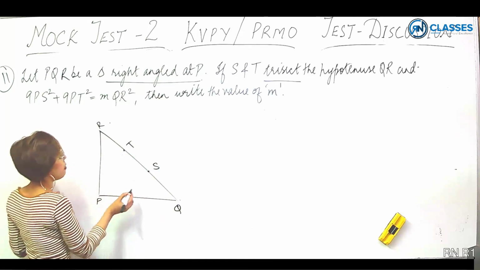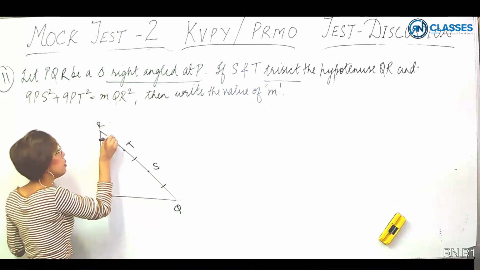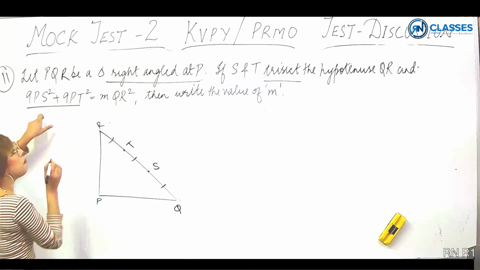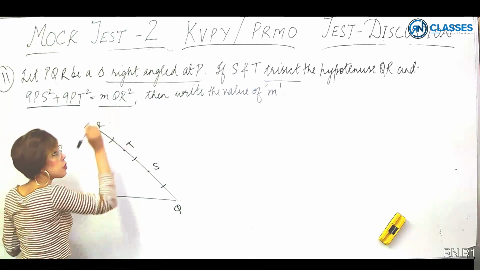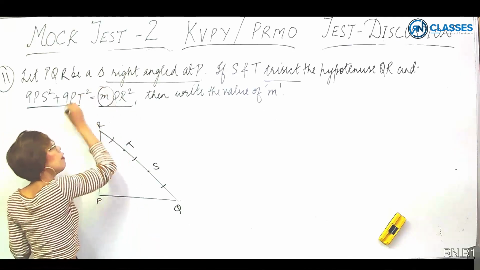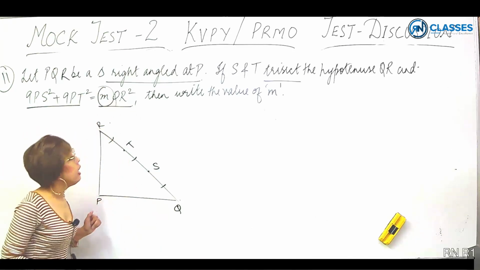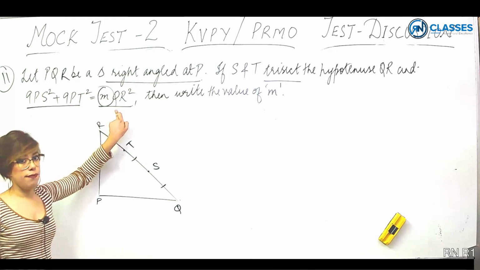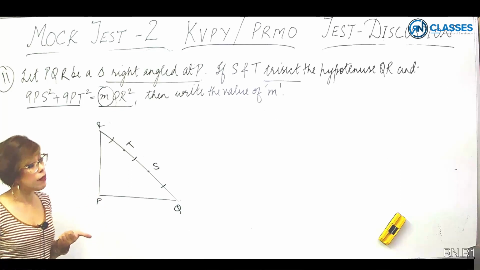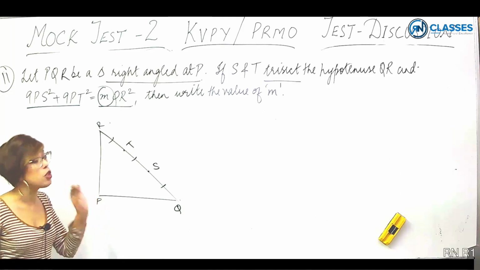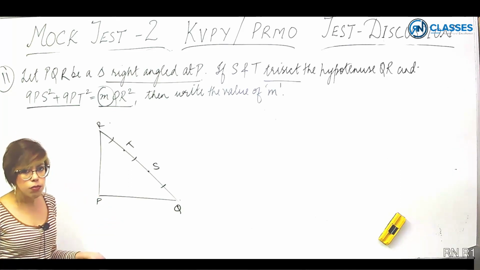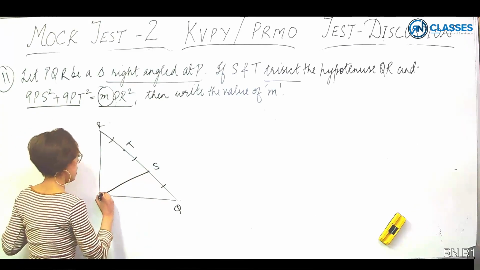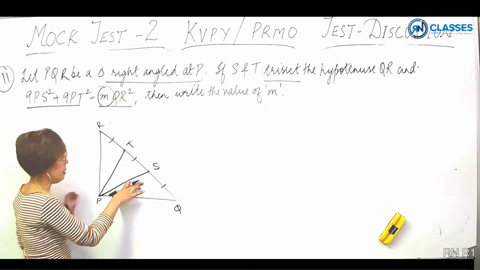Now trisection means QS is equal to ST is equal to TR. And 9PS square plus 9PT square is equal to MQR square. Then write the value of M. So basically I need to relate PS square, PT square and QR square. First of all, squared quantities are getting involved. That means definitely what should be used? Pythagoras theorem. Now, PS. So let me just join PS first and PT as well.